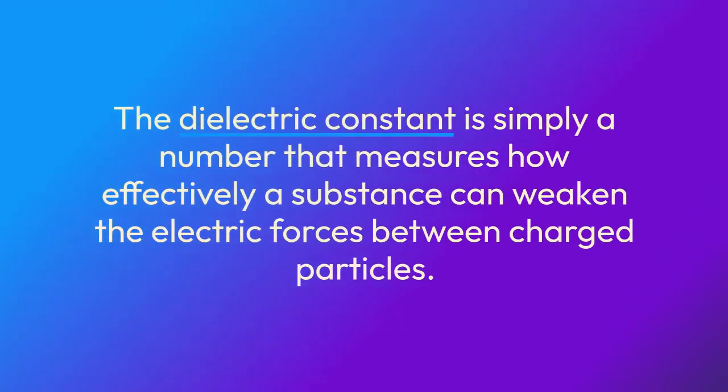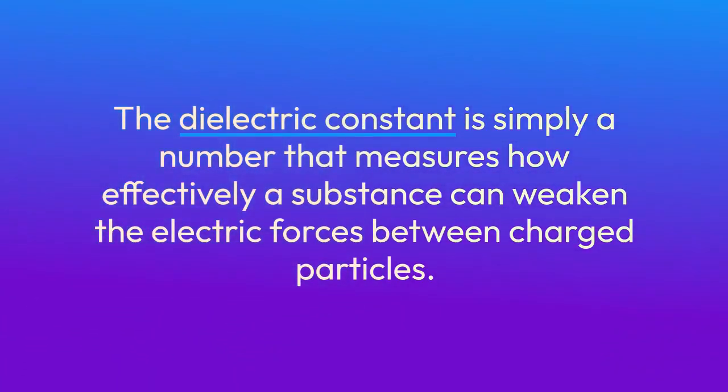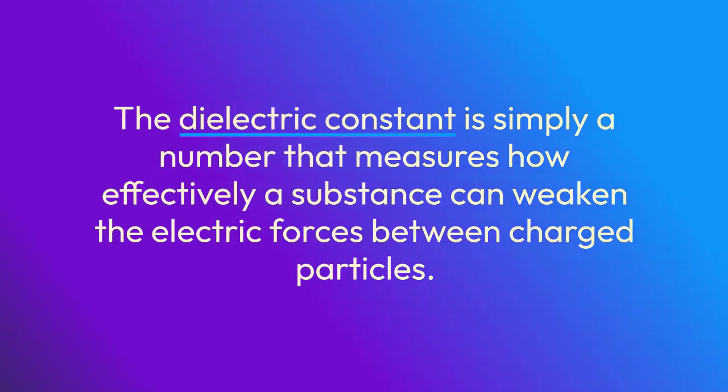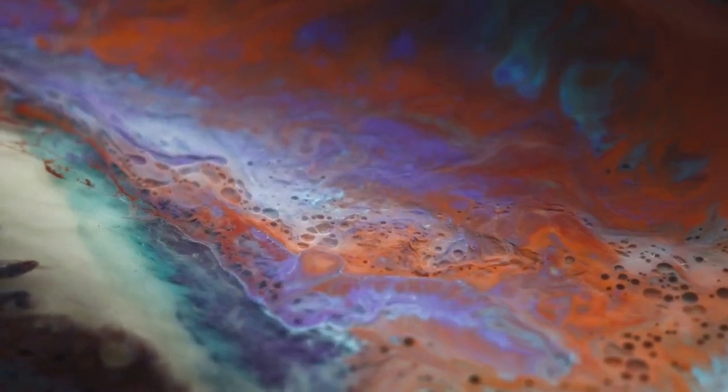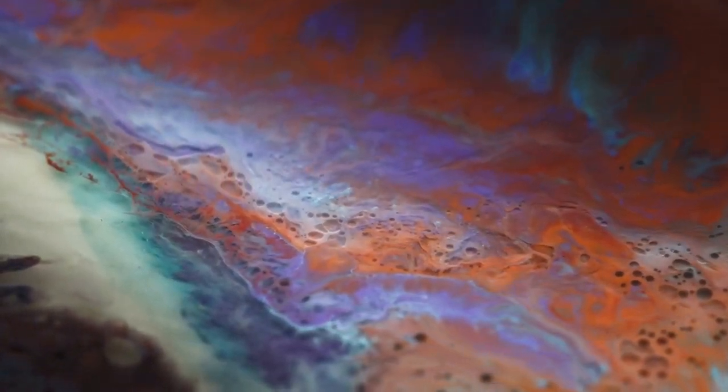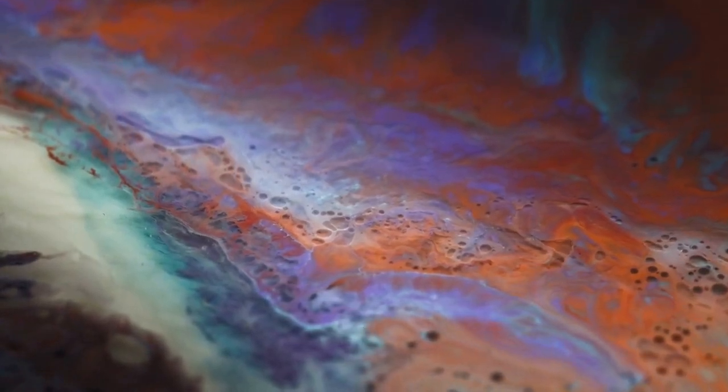The dielectric constant is simply a number that measures how effectively a substance can weaken the electric forces between charged particles. Air has a very low dielectric constant, around 1, meaning it doesn't shield much at all. Water, on the other hand, has a very high dielectric constant of about 80. This is its biological superpower. Since our cells are mostly water, this property has huge consequences.